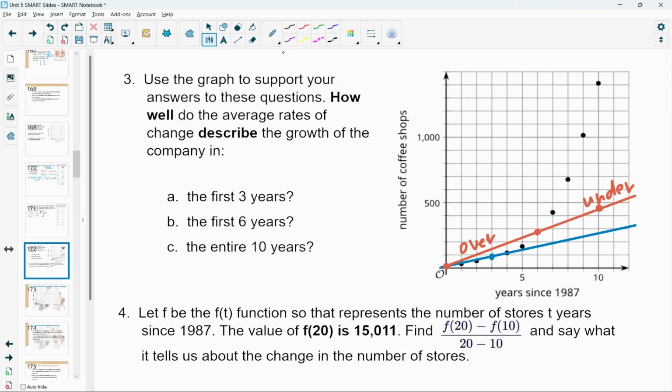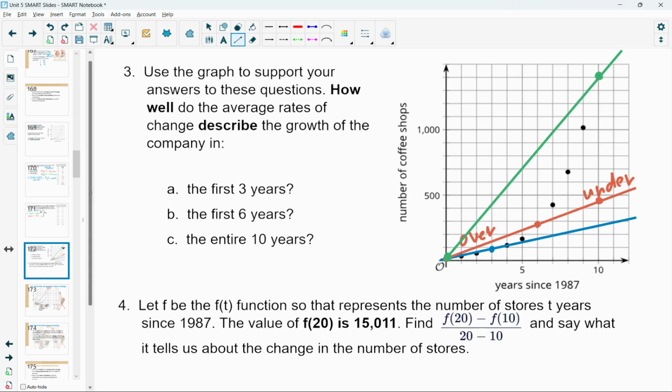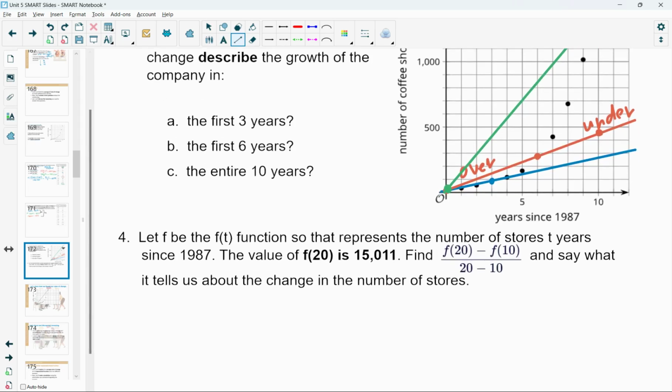Then for the entire 10 years, so now you've got this one and you've got this one. And those were the two dots you used to calculate the average rate of change. So now when we look at this, I mean, it doesn't predict the growth at all, right? These are so far below that line. And then the 10 obviously is right on it, but that one is really not a good predictor at all of what's happening with the number of stores.